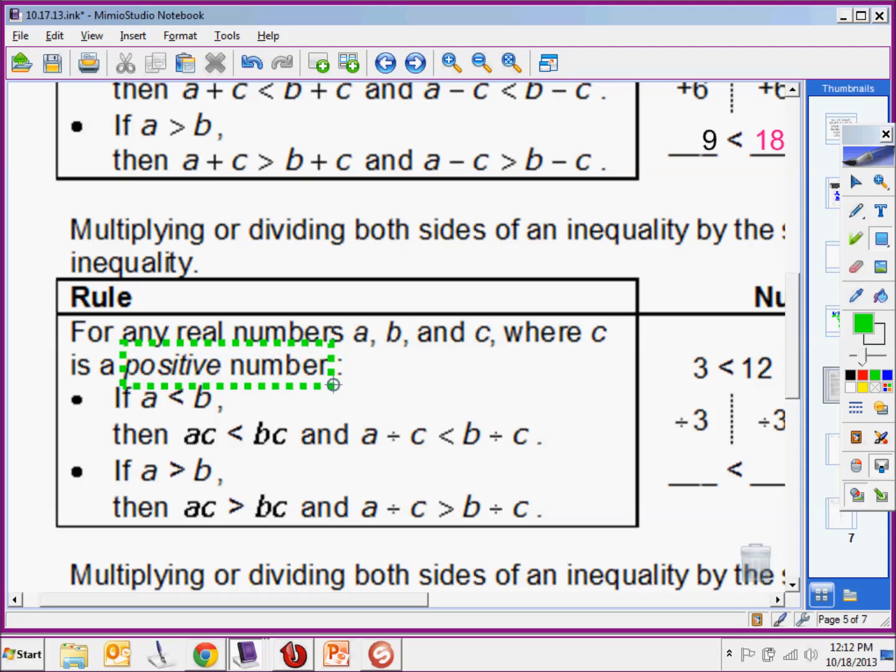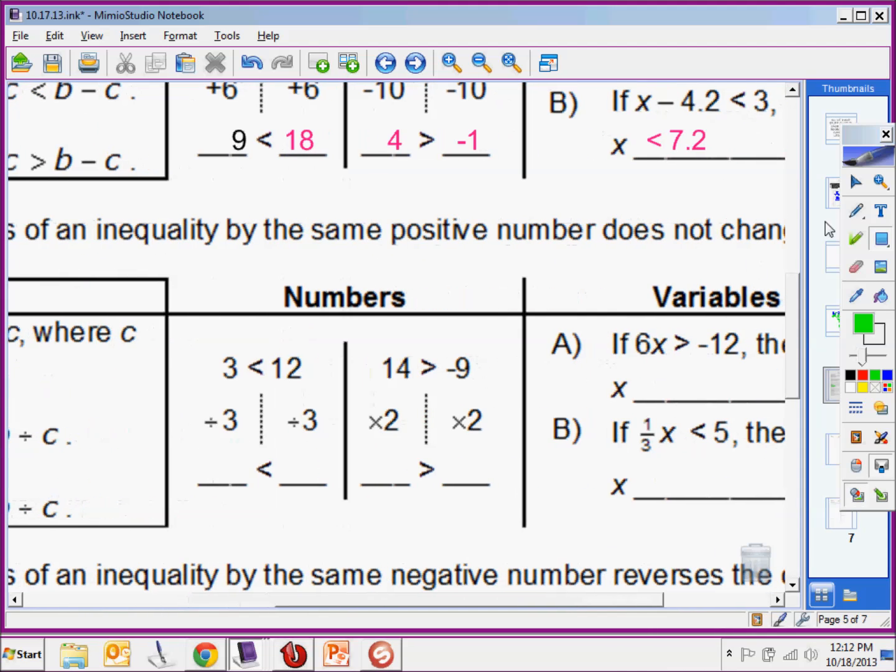So I have a positive number. If I want to multiply both sides or divide both sides by a positive number, will that change what my initial inequality is? No. It will not change what my initial inequality is. It will stay a true statement. Okay? So let's test the theory out.